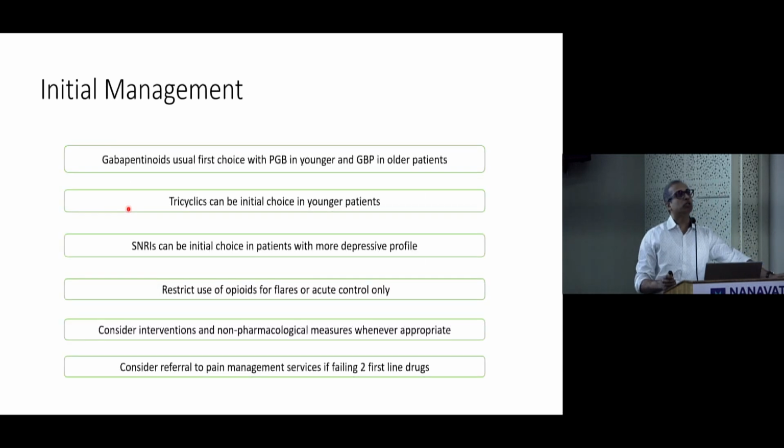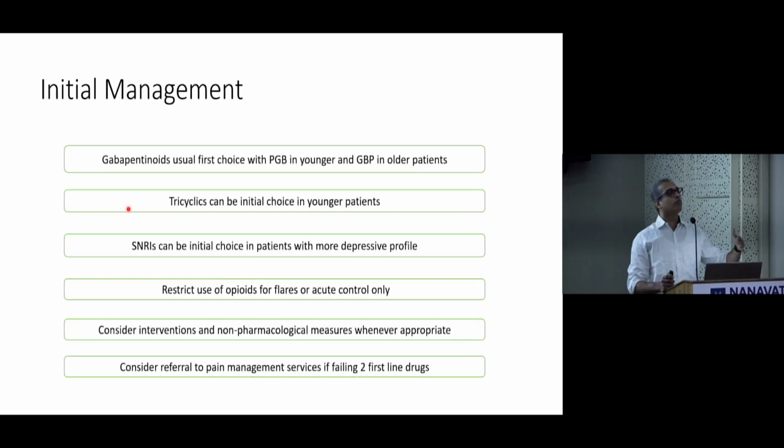In most of the conditions, the gabapentinoids are the first line of drugs to be used. Usually, I tend to use gabapentin in older patients and pregabalin in younger patients. Pregabalin is not very well tolerated by older people. In younger patients, tricyclics can also be one of the first lines.